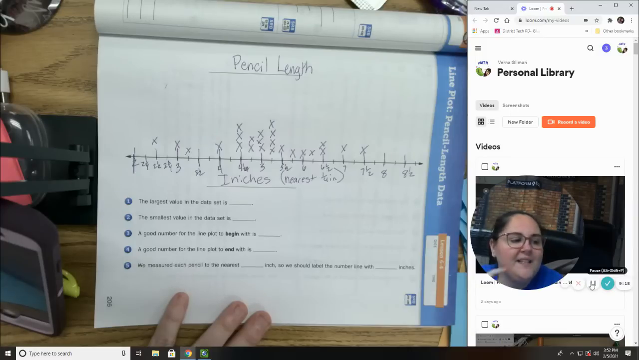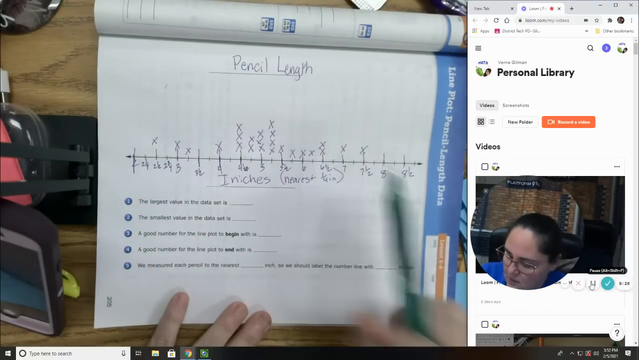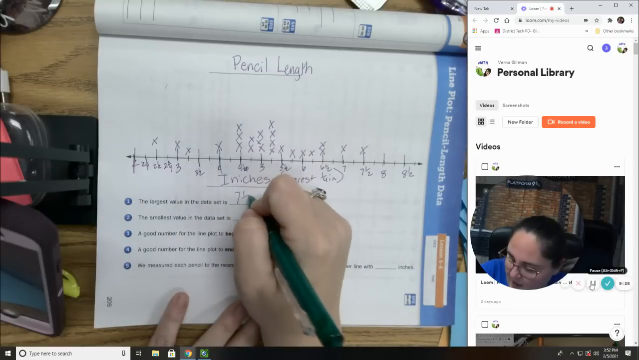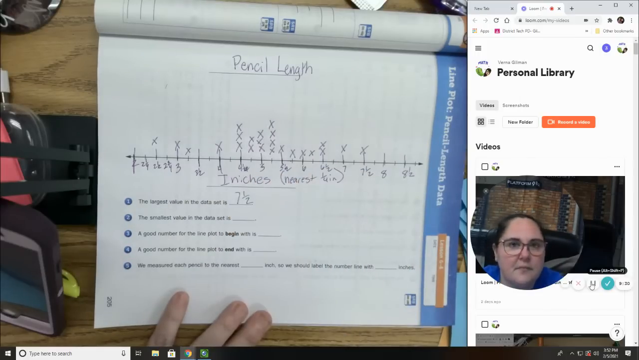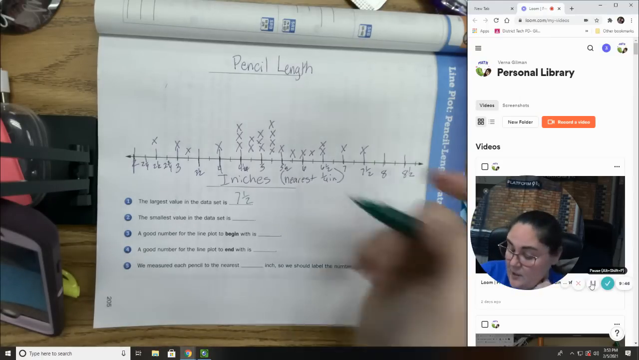Question: What is the largest value in the data set? Well, the one that is the biggest was 7 1/2. What is the smallest value in the data set? Looking at this picture, what was the smallest value in this data set? Well, the smallest value is 2 1/2.